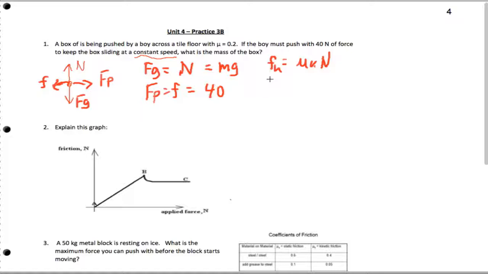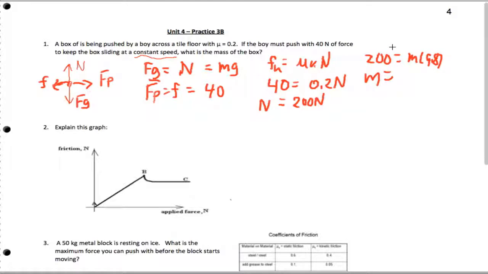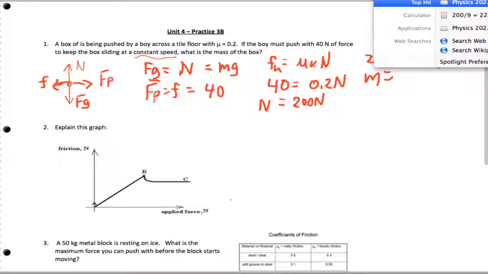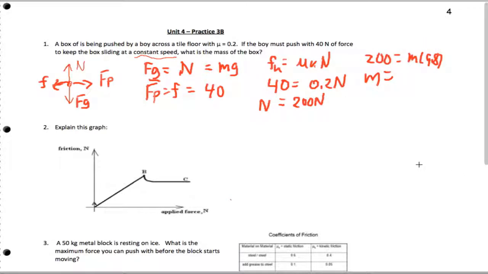So we know that 40 is going to equal 0.2 times the normal force. And so when we simplify, we're going to get a normal force of 200 newtons. And what this tells us is if the normal is 200 newtons, we know that the weight is also 200 newtons of force. So we know 200 equals m times 9.8. And that's going to give us a mass of approximately, actually of exactly 20.41 kilograms.